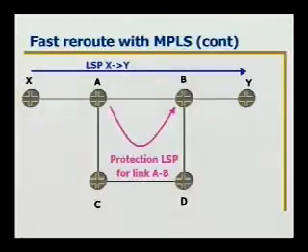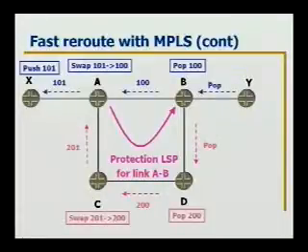So let's look at the following example. We have the LSP XY, and this LSP is crossing the link AB. The link AB is the weakest link, and we want to protect against failure of the link AB. So what we're going to do is construct a protection LSP, a pink LSP, going around the link AB through the nodes ACDB. So let's see what the label distribution looks like.